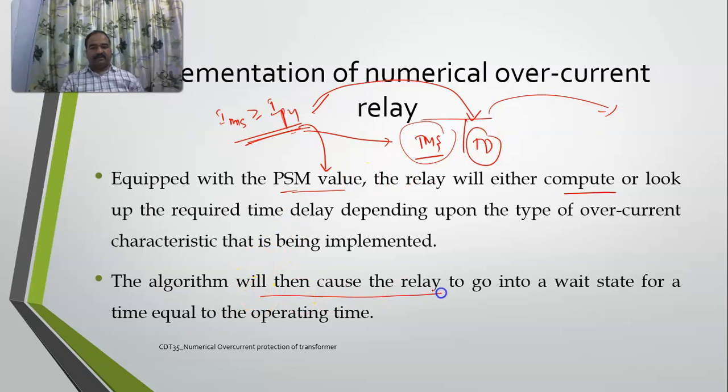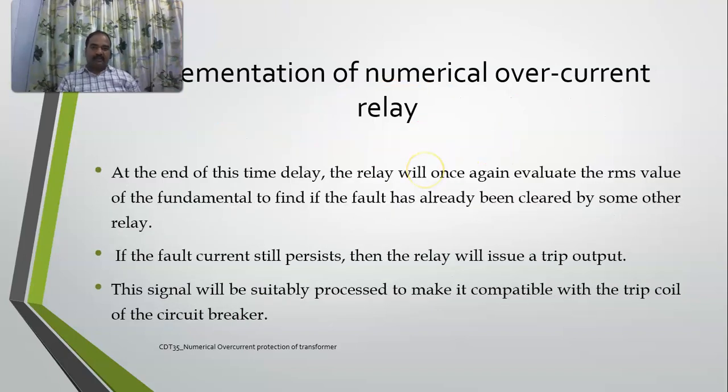So the algorithm will then cause the relay to go into a wait state until your time condition is met, that is, your operating time is met. Once the time delay is done, let us suppose the condition is satisfied, then you need to wait for 3 seconds. Maybe it's a definite time overcurrent relay.